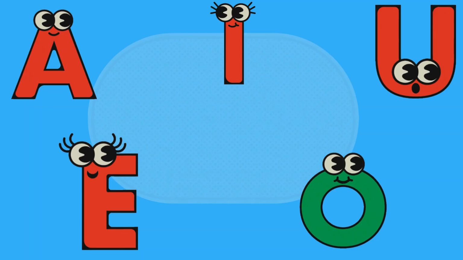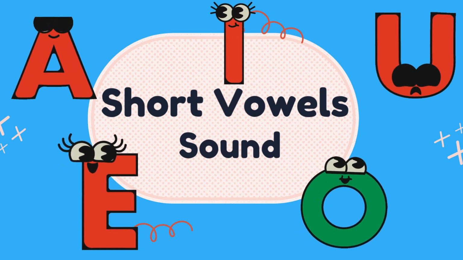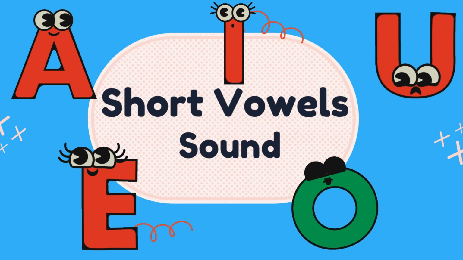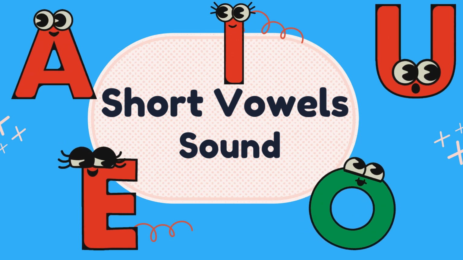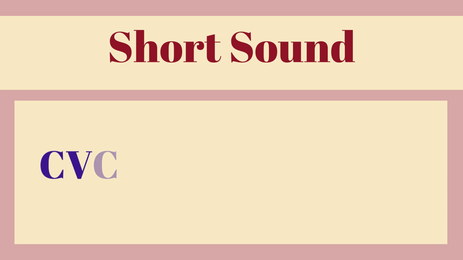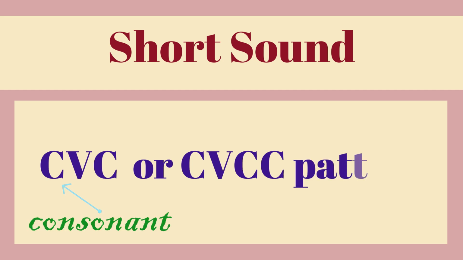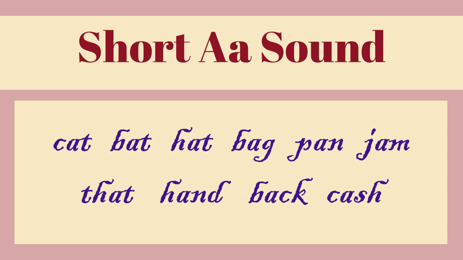First we are going to learn the short sounds, the rule to identify them and how to pronounce the words. We hear short vowel sounds when a vowel is followed by a consonant, or if the word is in CVC or CVCC pattern. C for consonant and V for vowel. Let us learn this with some examples.